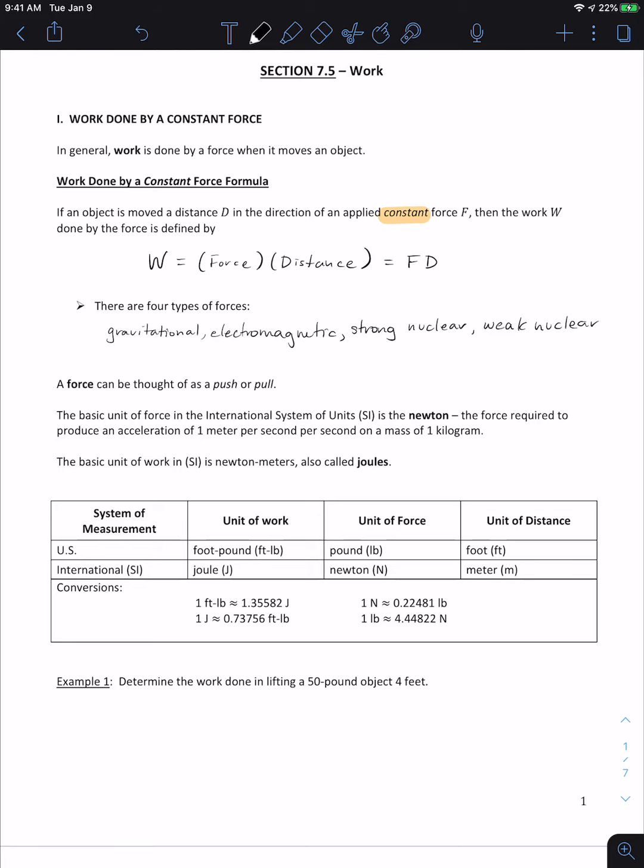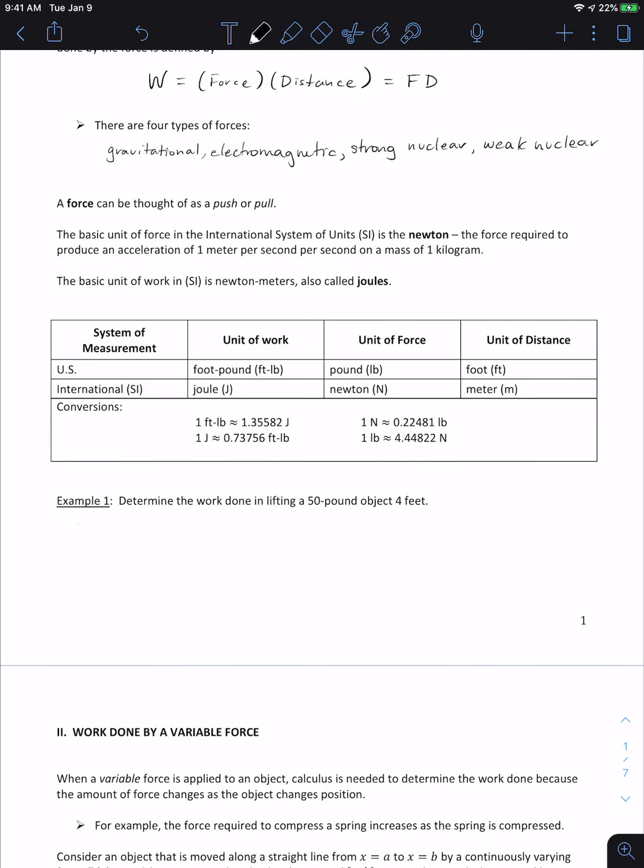So now our first question here, determine the work in lifting a 50-pound object 4 feet. So in this case, the force is constant. So because the force in lifting a 50-pound object 4 feet is constant, we can just use our work formula, right? Work is equal to the force times the distance, right? So the force is the weight of the object, right? So remember, force is the weight, right? So when I put force here, I should get 50 pounds because that's the weight.